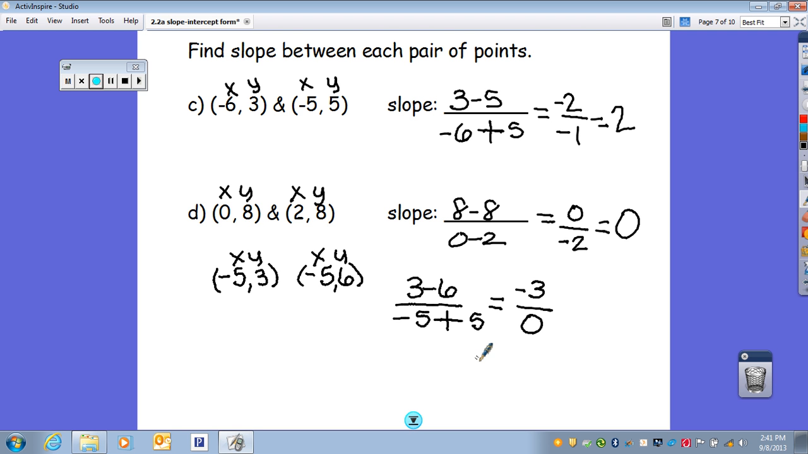Remember when we've been working with fractions and first learning about them, we knew that we can't have 0 in the denominator of a fraction. Negative 3 divided by nothing is not possible. So since we can't have 0 in the denominator of a fraction, this slope would be undefined, and this would be the slope of a vertical line.